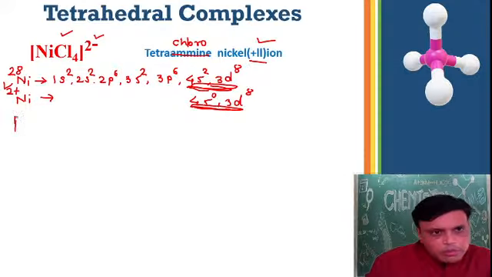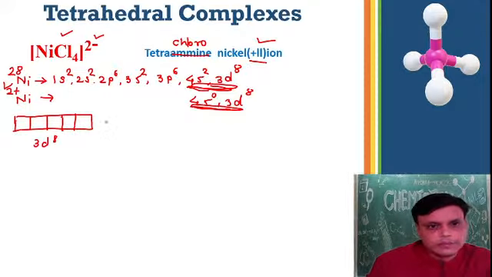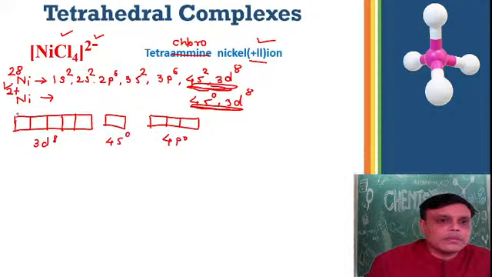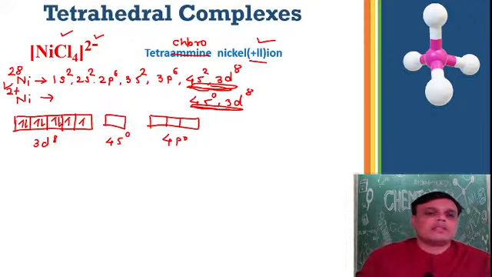Here I will draw the box diagram. 1 2 3 4 for 3d8, 4s0, and here I will write 4p. Eight electrons we have to fill in these orbitals: 1 2 3 4 5 6 7 and 8. So this is the second step.